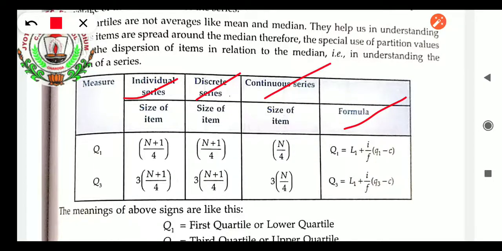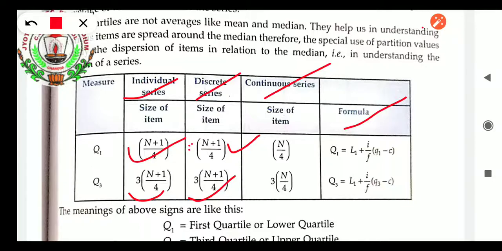Individual series, let us have the formula. There Q1 can be calculated as size of (n plus 1) by 4th item. Where we were taking median, here 4, because 4 equal parts. For discrete series, size of item will be (n plus 1) by 4th item. For Q3 in individual series, Q3 equals 3(n plus 1) by 4th item, and in discrete series the formula is also 3(n plus 1) by 4th item. The only difference is that here 3 is multiplied, because we are taking the third part; for the first part no multiplication is there, but here the third value we are taking, so same formula but 3 will be multiplied.